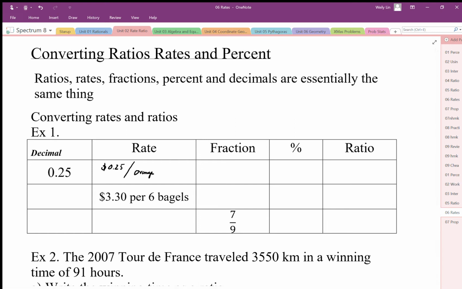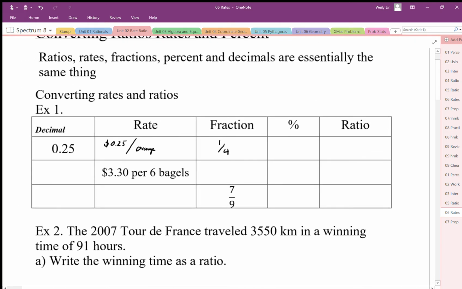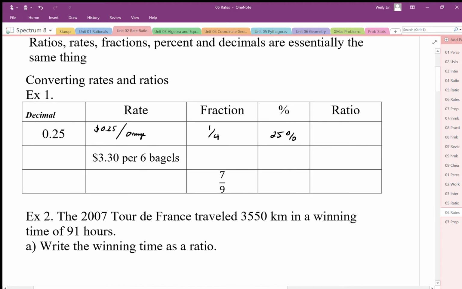Now this is something that I want you to make up, a rate that makes sense for yourself. So you can do it as a decimal rate, you can do it as a whole number rate. I'm going to leave this as $0.25 per orange. As a fraction, this is going to be 1 over 4. As a percentage, we can convert that to 25%. As a ratio, we can keep it as a ratio to 1, 0.25 to 1.